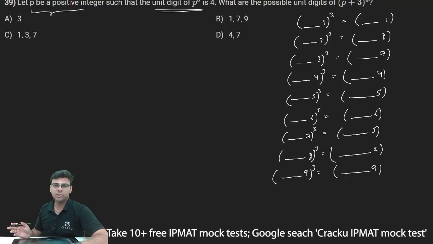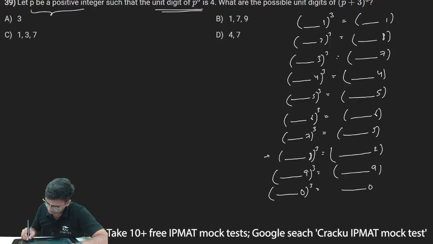You can consider 9 cube is 729. For this you can consider 8 cube is 512, so you can see the unit digit is 2. For 9 cube it is 729, so the unit digit is 9, and if it is ending with 0, the unit digit will always be 0.